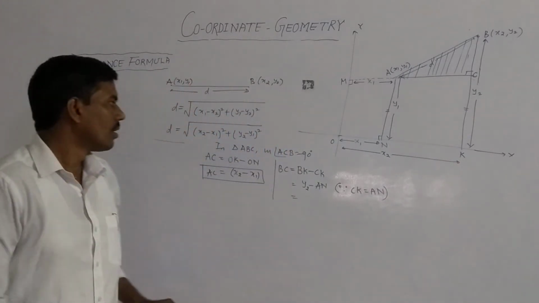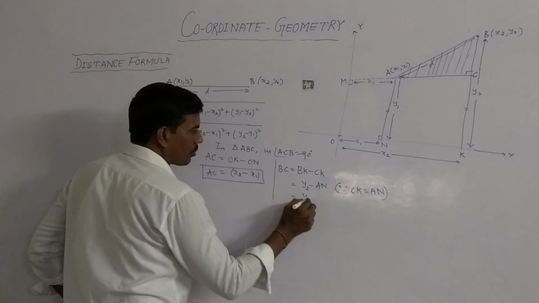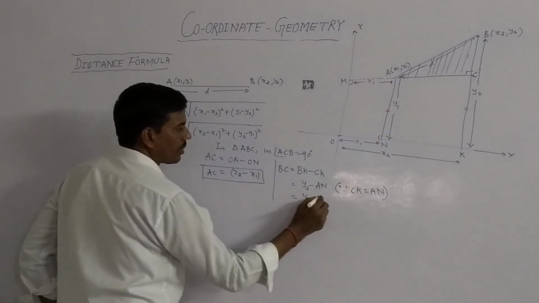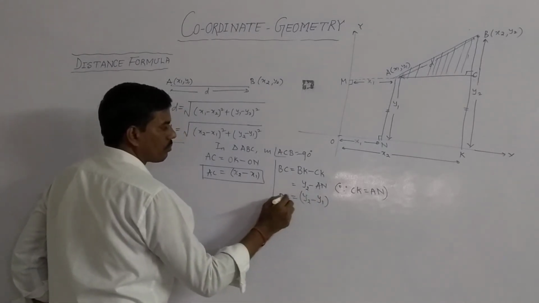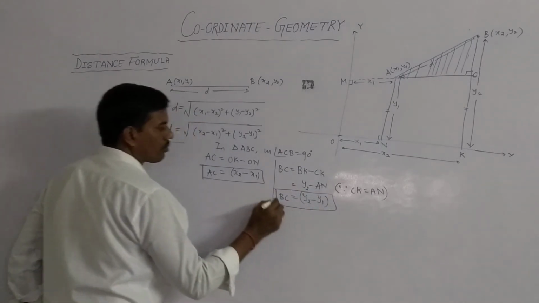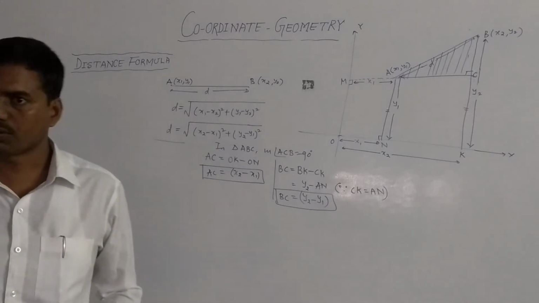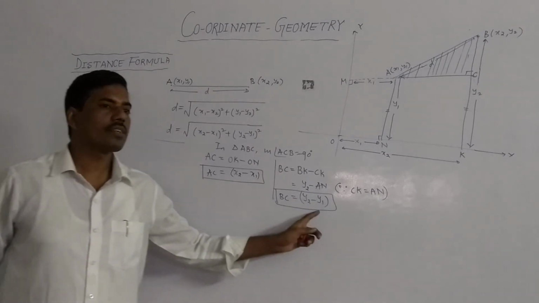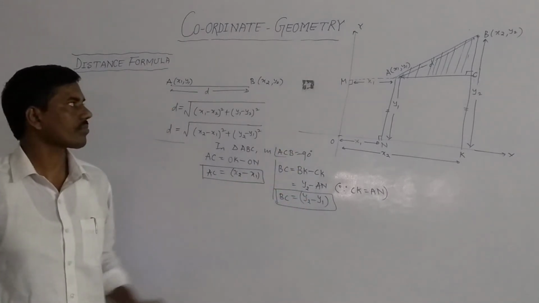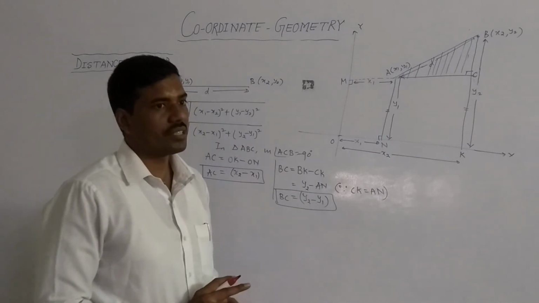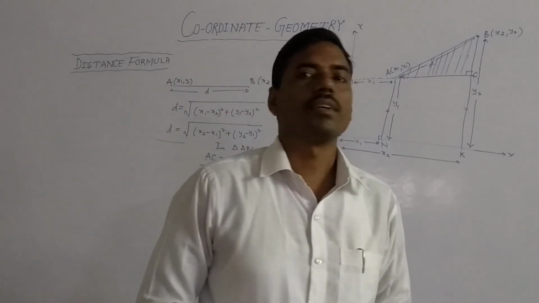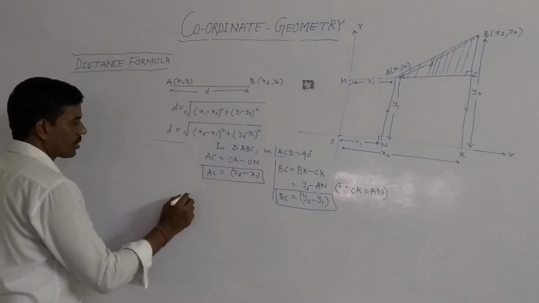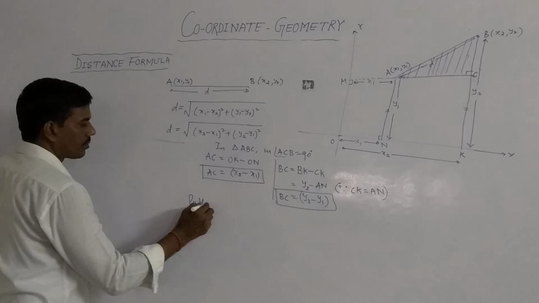Clear? So Y2 minus AN is equal to Y1. AN is equal to Y1. So BC is equal to Y2 minus Y1. Students, clear? Any problem? Y2 minus Y1. Okay. So in triangle ABC, since it is a right angle triangle, applying Pythagoras theorem.